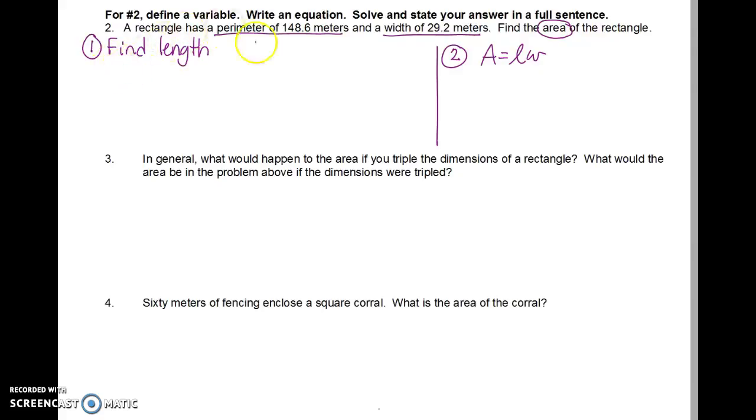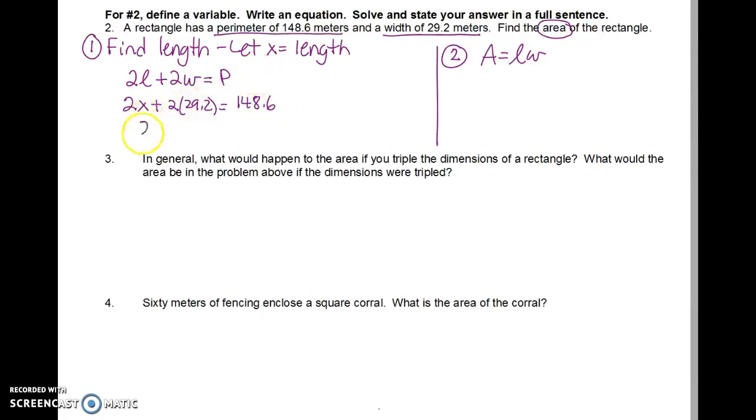So I'm going to write a let statement. Let x equal the length. And you're not writing, you're just watching, please. I want you to use formulas. Again, 2L plus 2W equals the perimeter, because we're given the perimeter. So when we substitute, we're going to substitute in an x in for the length, 29.2 for the width, equals 148.6.